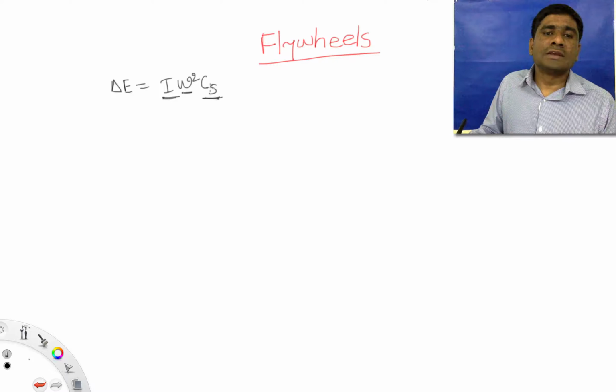We have already seen why we define a coefficient, which is a non-dimensional number, instead of just going for the actual values. We have already discussed that in the previous session. So to calculate this, we need to know I. So how to calculate I? This I depends on the shape of the flywheel.